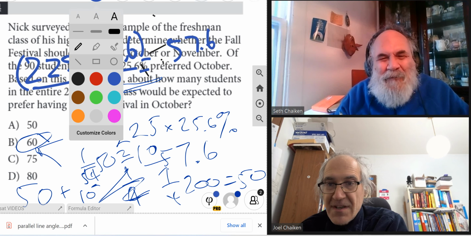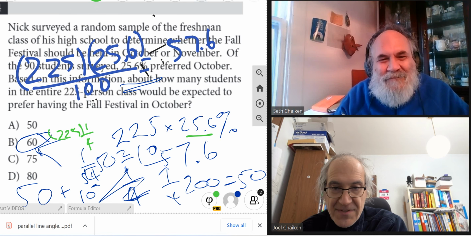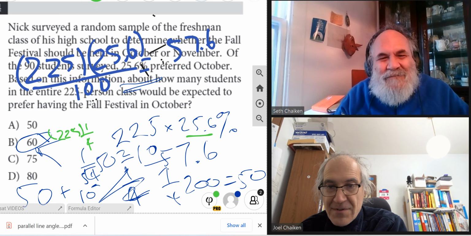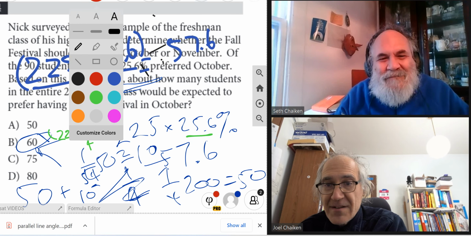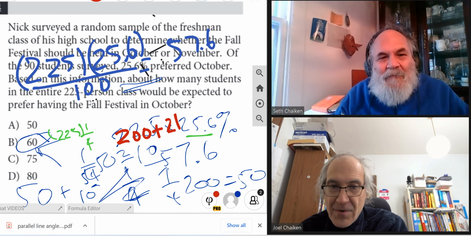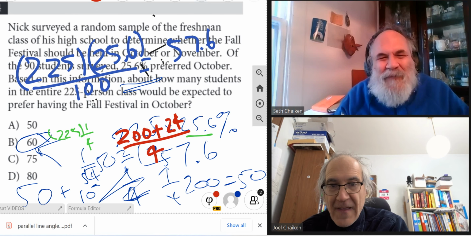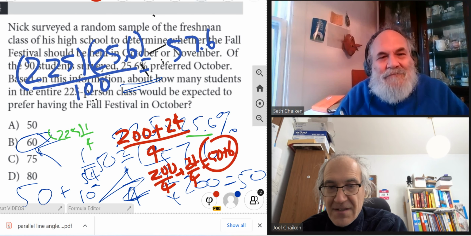But Seth, you did it really differently. You took a quarter of 225, because 25.6% is about a quarter. You broke this 225 into 200 plus 24, and you divide by 4, so it's 200 divided by 4 plus 24 divided by 4, which is 50 plus 6, and you get the same answer.